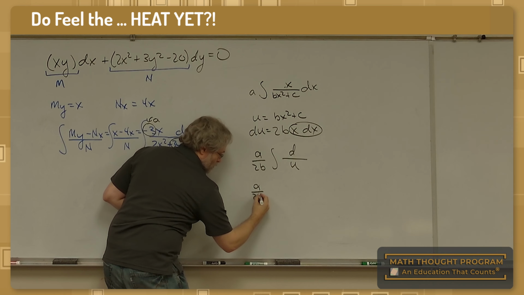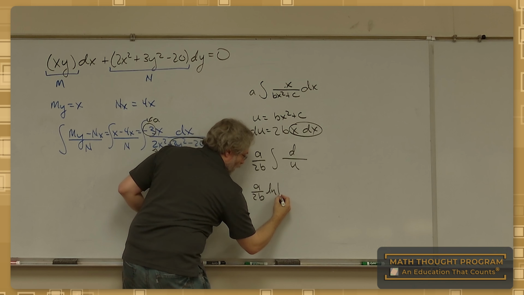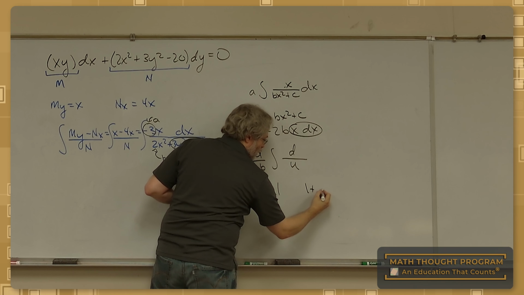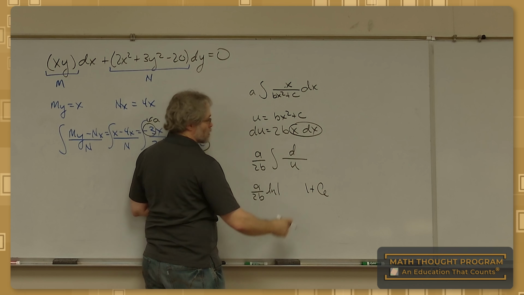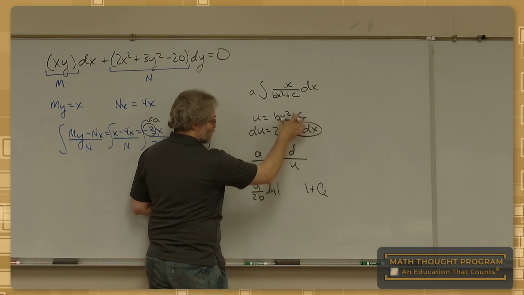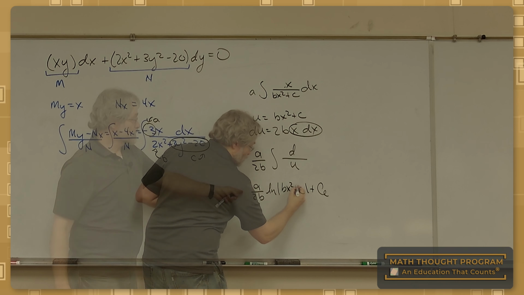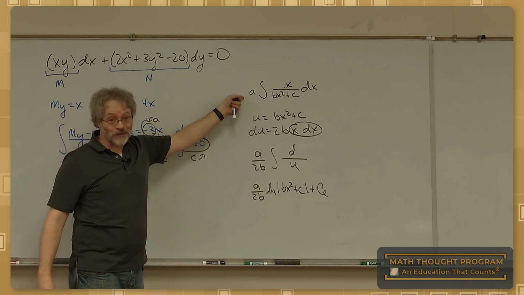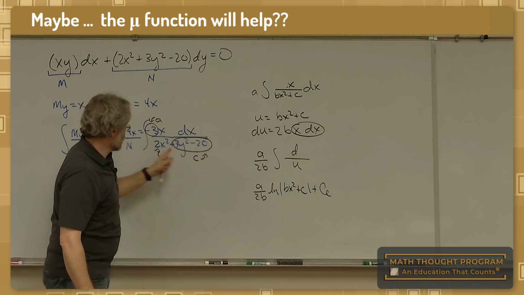integrate to the natural log, absolute value of u, and then the ever elusive plus c, not the same c, the elusive plus c. Drop in the argument. What we did was we made ourselves a formula we can use. Come over here and plug everything in.